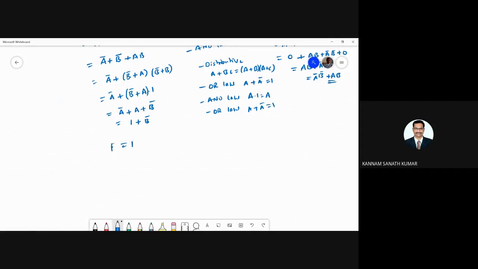So F equal to what? 1, you got. So from the OR law, A plus 1 equal to what? 1. So this is the final function you will get after minimizing the given expression. Is it okay? Any doubts in this? Yes, sir.